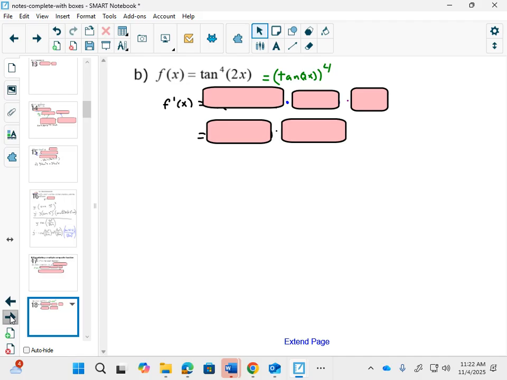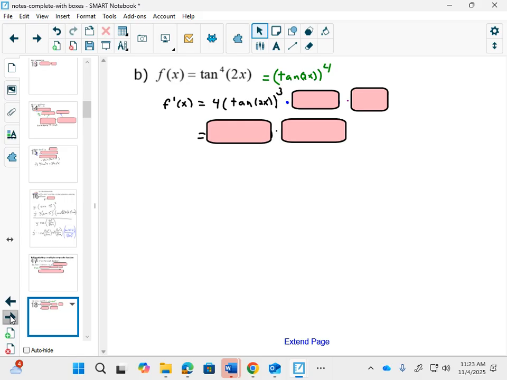So again, if I see that tan to the 4, I might write an extra set of brackets to put that as the power of 4. What is my most outside function? The power of 4. So first, how do I do the derivative of a power of 4? I bring the 4 out in front. I keep the inside the same. Subtract 1 from the exponent.